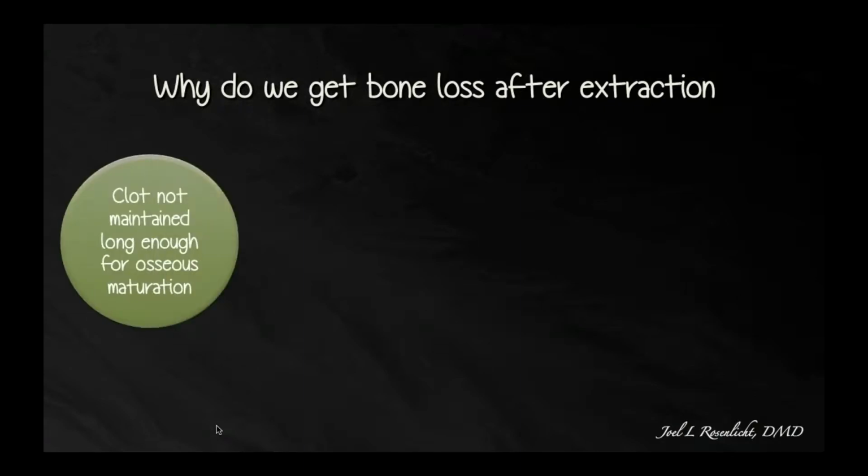Okay, so why do we get bone loss after an extraction? Well, you can lose the clot because it's not there long enough for osseous maturation, like a dry socket. And we know that in 40 to 60% of the time, when we take out a tooth, if we do nothing, that anatomical area is going to shrink down. Now, sure, sometimes we'll take out a tooth and we don't have any bone loss. But that's, I think, rarer than the routine case.